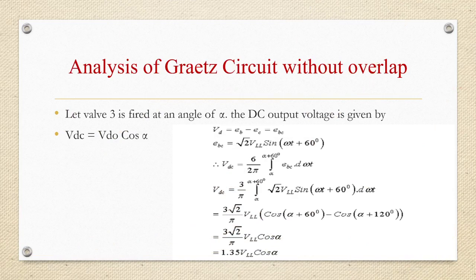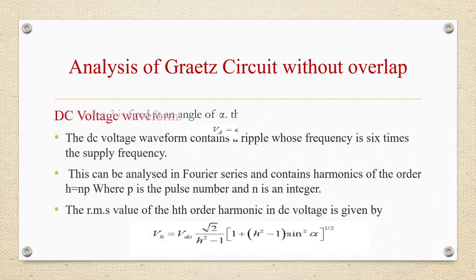So let valve 3 be fired at an angle of alpha. The DC output voltage is given by VDC = VD0 cos alpha. VD can be given as EB minus EC, that is equal to EBC. EBC is equal to root 2 VLL sin(omega t + 60 degrees). Therefore, VDC is equal to 6 by 2 pi integral from alpha to alpha plus 60 of EBC d omega t. VDC is equal to 3 by pi integral from alpha to alpha plus 60 degrees of root 2 VLL sin(omega t + 60 degrees) d omega t. So, we will get the value of VDC as 1.35 VLL cos alpha.